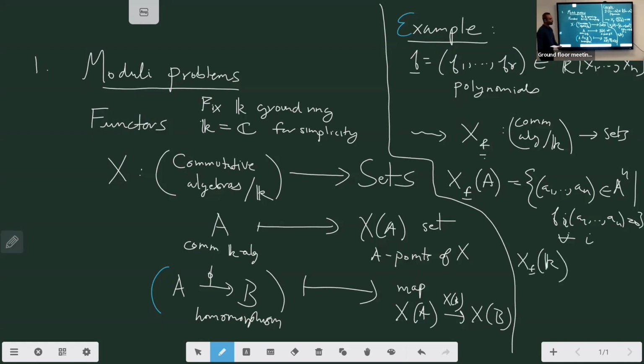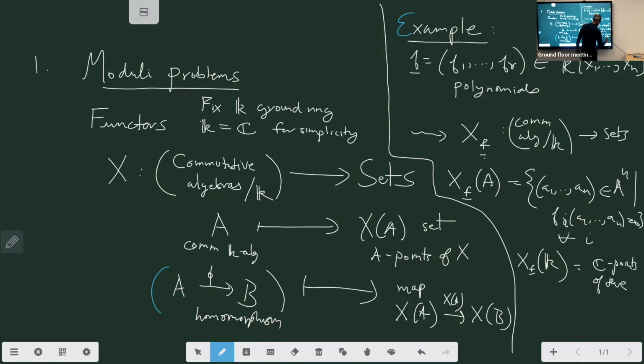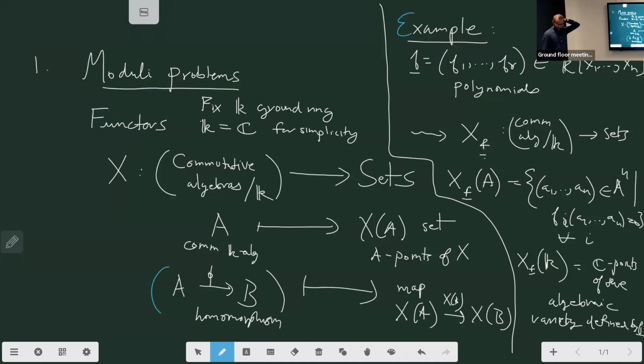So these are just the usual K points, right? The C points. So these are the C points. The algebraic variety defined by these polynomials. Zeros of. Okay. So any questions at this point? About the example, about the definition?